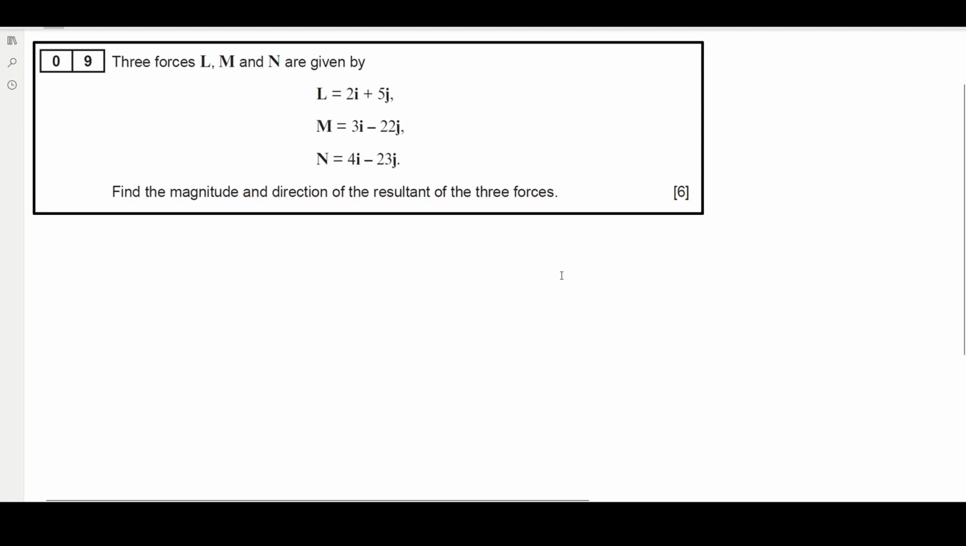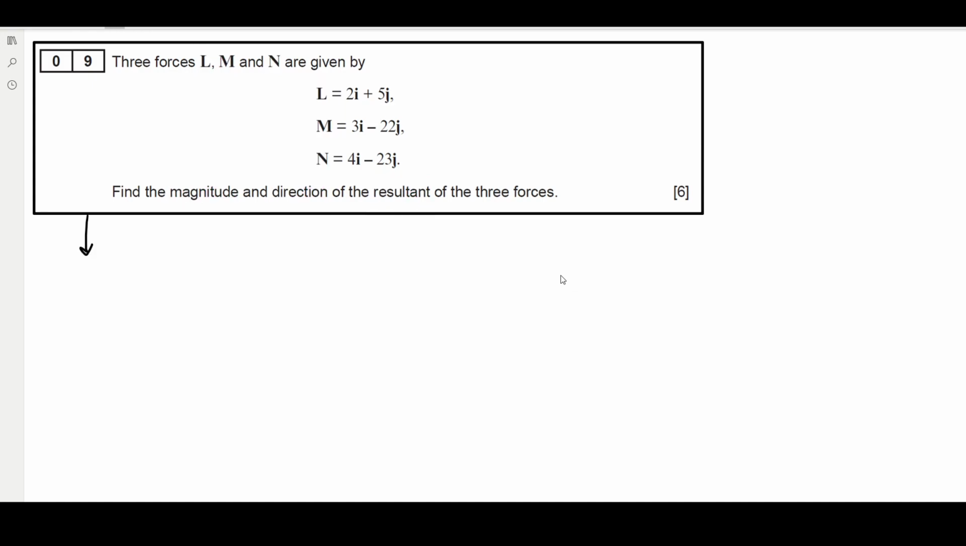Here's a past paper problem involving vectors. We've got three vectors, L, M, and N, and we're given their values in terms of i and j. What we need to do is find the magnitude and the direction of the resultant of these three forces. Pause the video, and whenever you're ready, unpause to have a look at the worked solution.